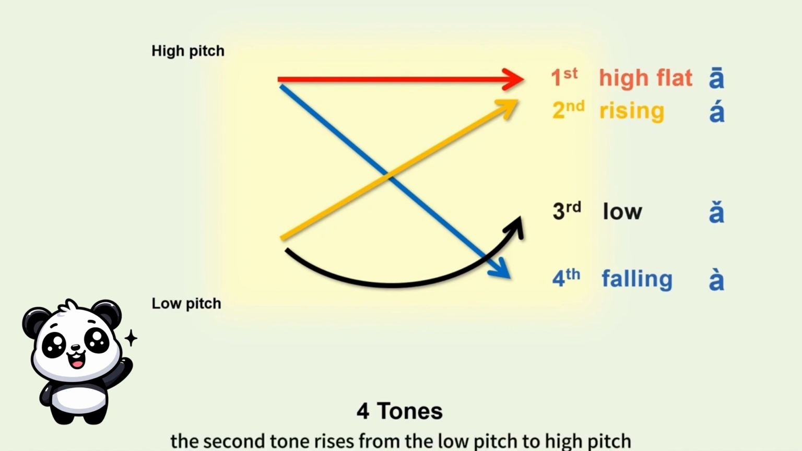The second tone rises from the low pitch to high pitch, the same as the English question intonation. What? Ah? The third tone is at the lowest level of your personal pitch range, with a slight rising at the end of the tone duration. Ah. The fourth tone is a falling tone, falls from the high pitch to the low pitch, the same as the English negation word. No. Ah.